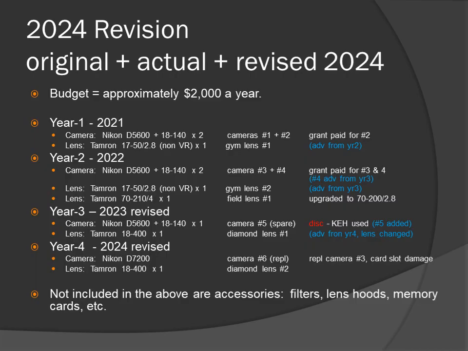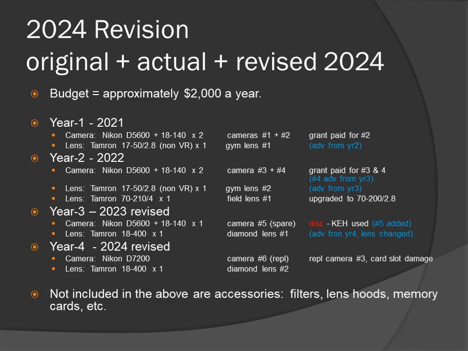And because both cameras were paid for with the grant, we were able to pull in the lens from year 3, the gym lens. And like the camera, that lens was discontinued in year 3, so it was a good thing we got it in year 2. Then we also got the field lens. By saving the money on the cameras, we were able to upgrade from the 70-210 f4 to the 70-200 2.8.